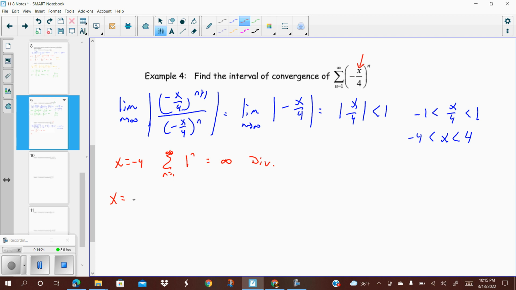At x equals 4, now you're going to get negative 4 over positive 4, so that's just going to give you a negative 1 to the n. And again, we've done that one several times. Nth term test tells you divergent. So our interval is going to go from negative 4 to 4, not including either endpoint.